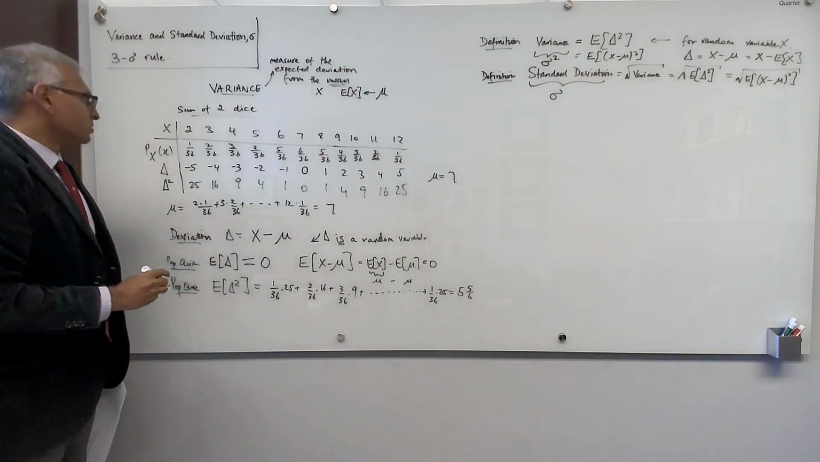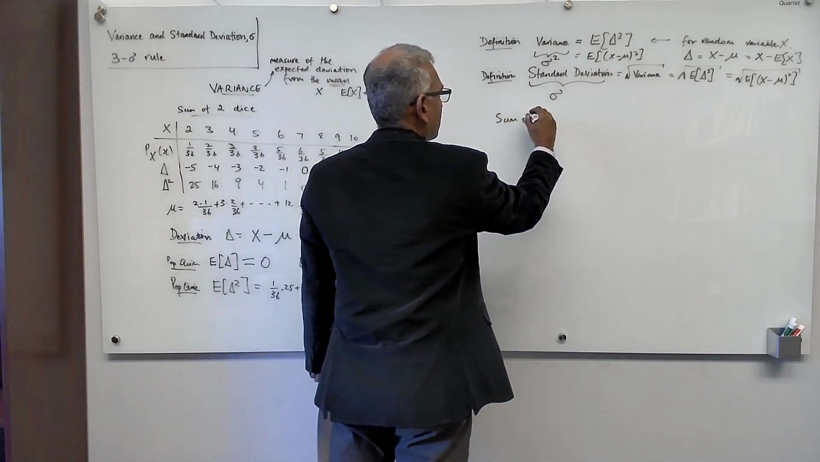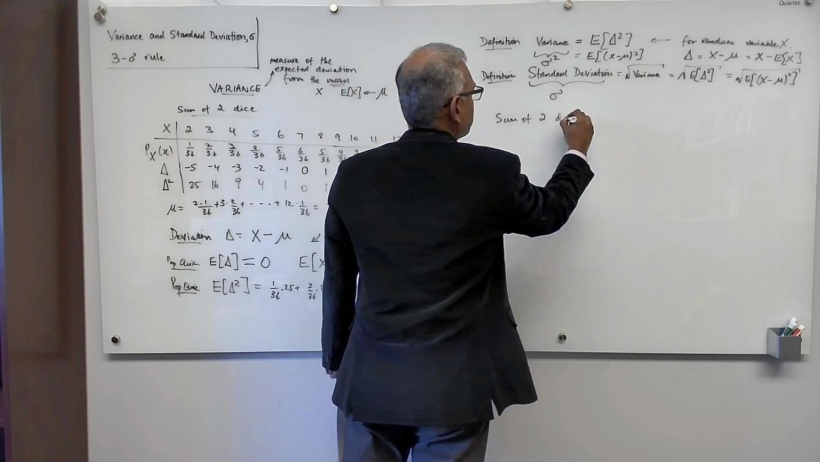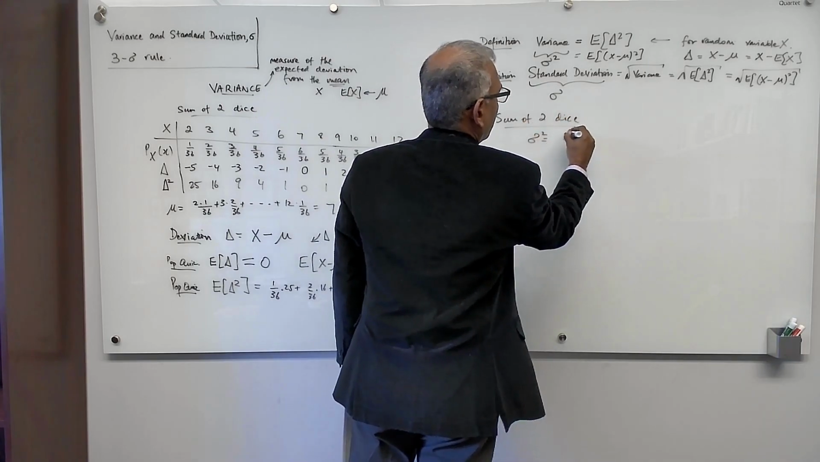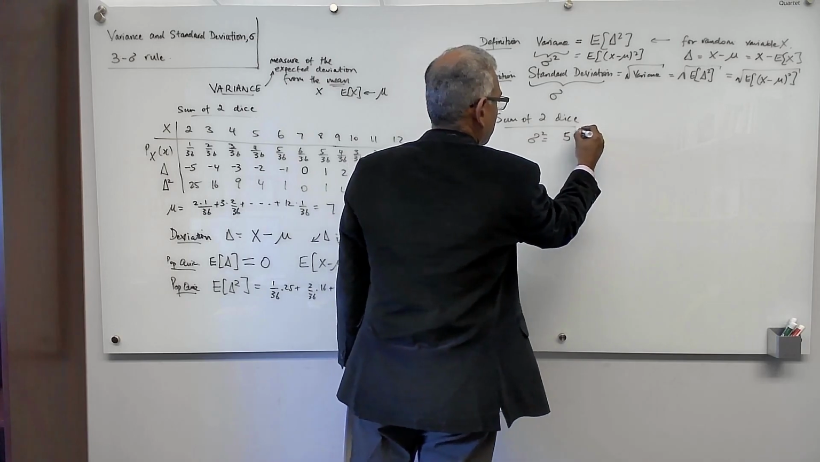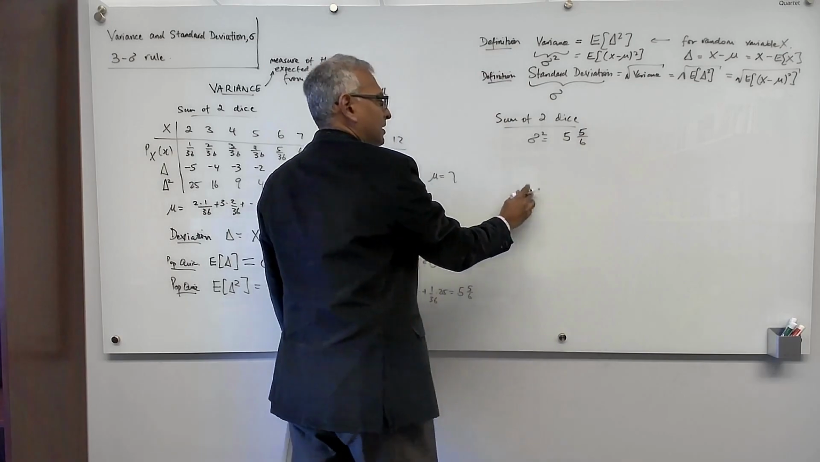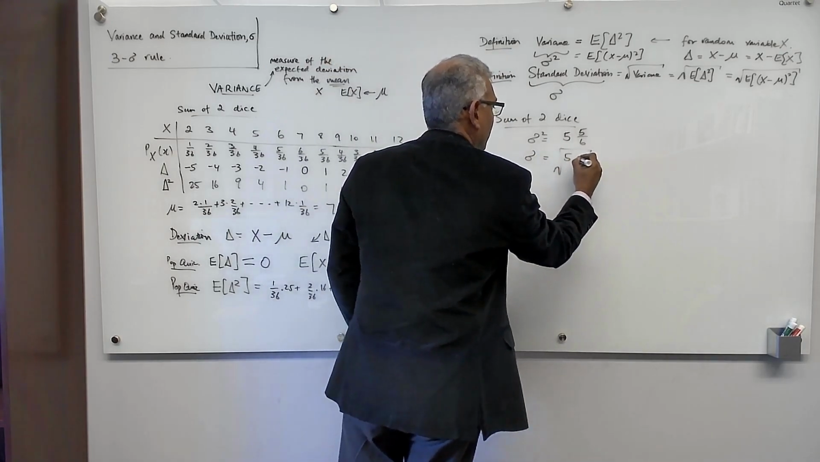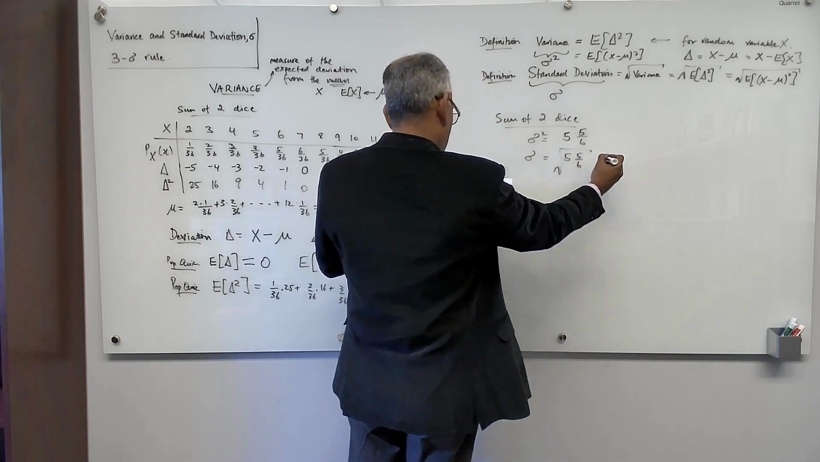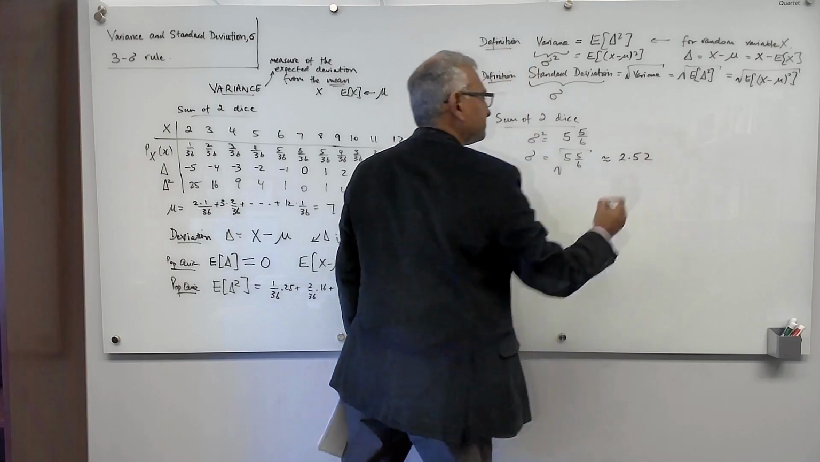So for the sum of two dice, the variance sigma squared is equal to 5 and 5/6. And the standard deviation is the square root of that, the square root of 5 and 5/6, which is approximately 2.52.